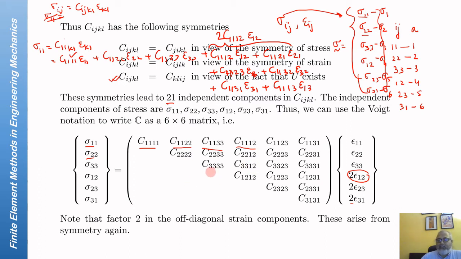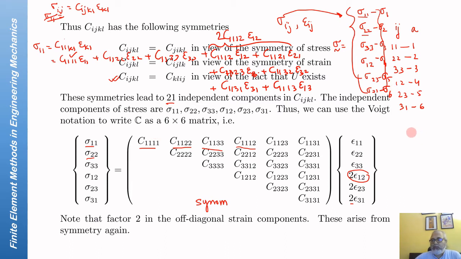The rest is symmetric. So this is also a symmetric tensor, a symmetric matrix. In the most general case, you will have to determine all these 21 constants by experiments and supply them to the finite element program before the analysis begins.